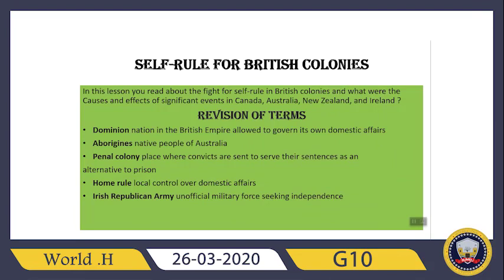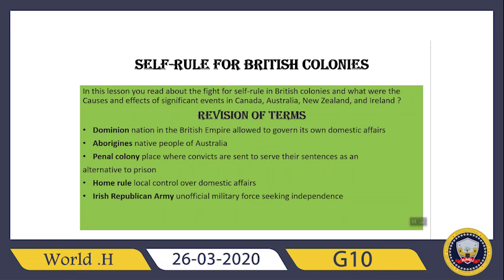The next lesson is self-rule for British colonies. In this lesson, you read about the fight for self-rule in British colonies, and what the causes and effects were of significant events in Canada, Australia, New Zealand, and Ireland. You have read all these in detail. A few terms, like dominion. What is dominion? Dominion means a nation in the British Empire that was allowed to govern its own domestic affairs.